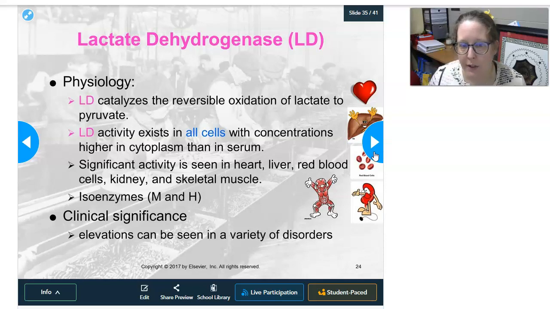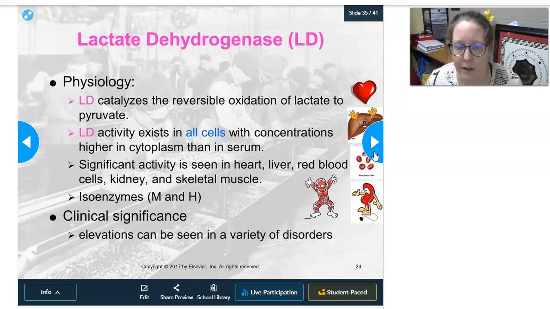You see significant activity if you have heart disease or heart damage, liver damage, red blood cell damage, kidney damage, or skeletal muscle damage. Anything that damages those would release lactate dehydrogenase and cause a spike in your serum. So it's very non-specific, because it's found everywhere.